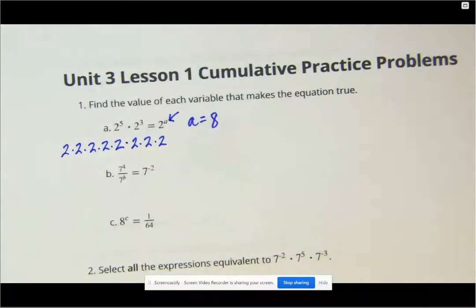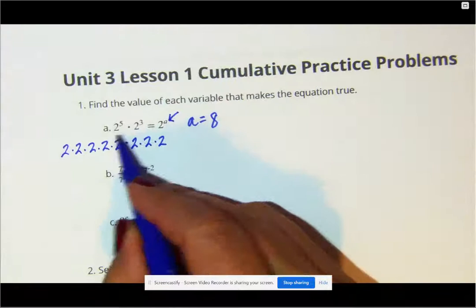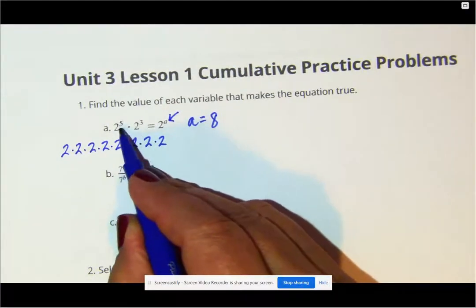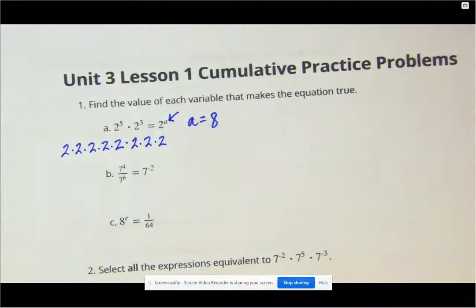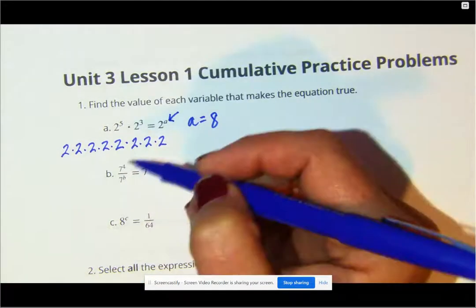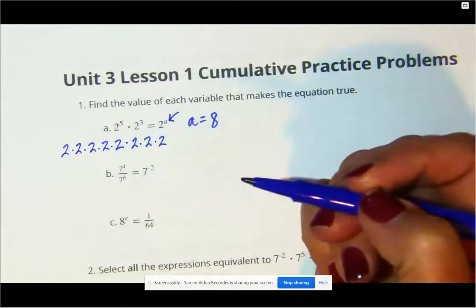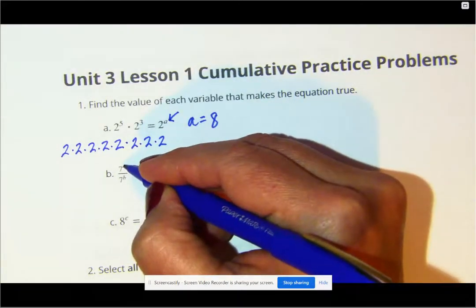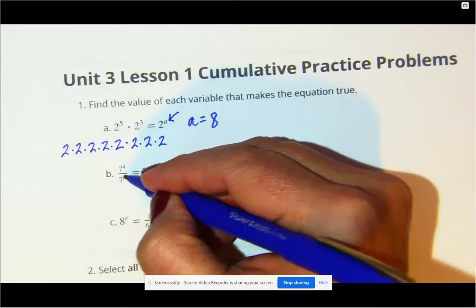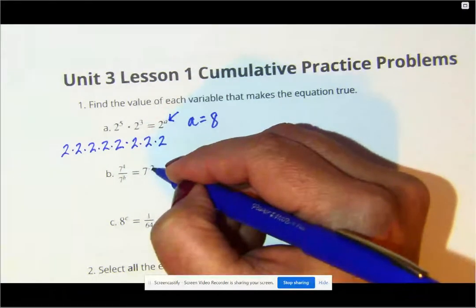Now, what's the shortcut? When you're multiplying and the bases are the same, you can go ahead and add those exponents. 5 plus 3 is 8. Okay? Now, what about when you're dividing? The shortcut for dividing is that you subtract. So 4 take away something resulted in a -2.